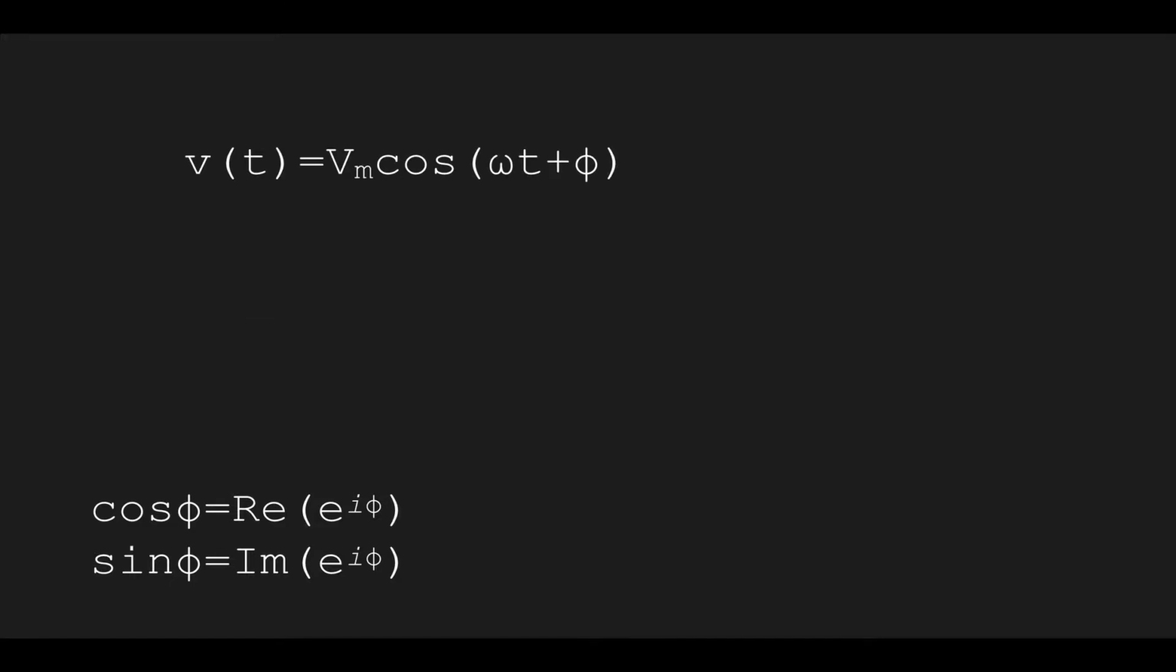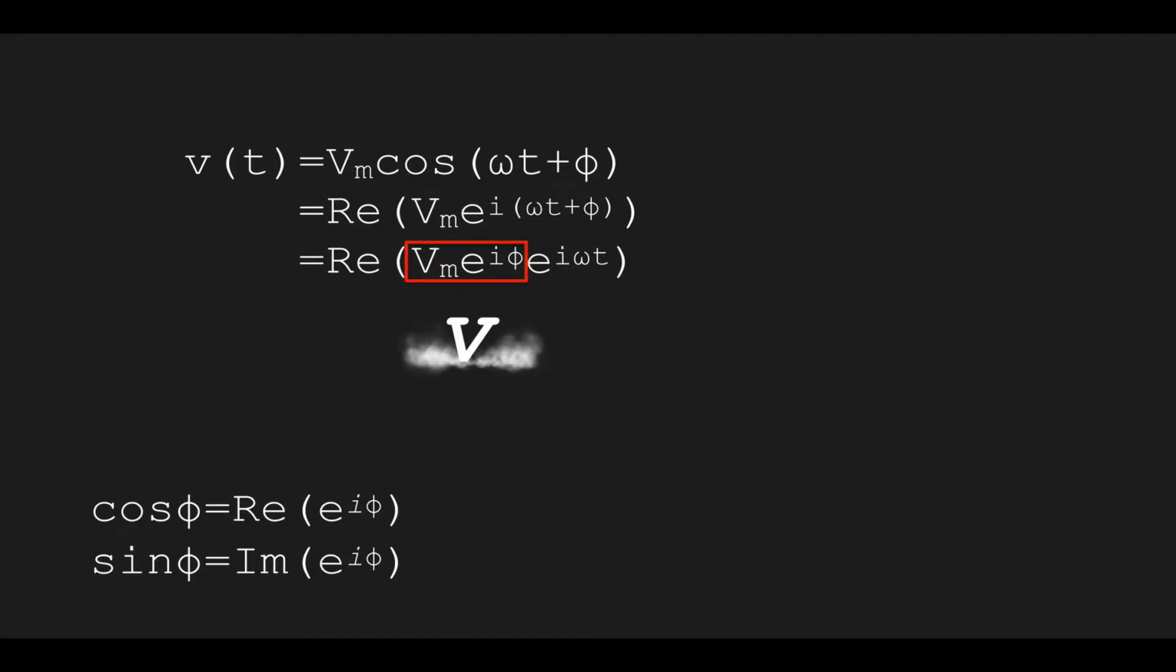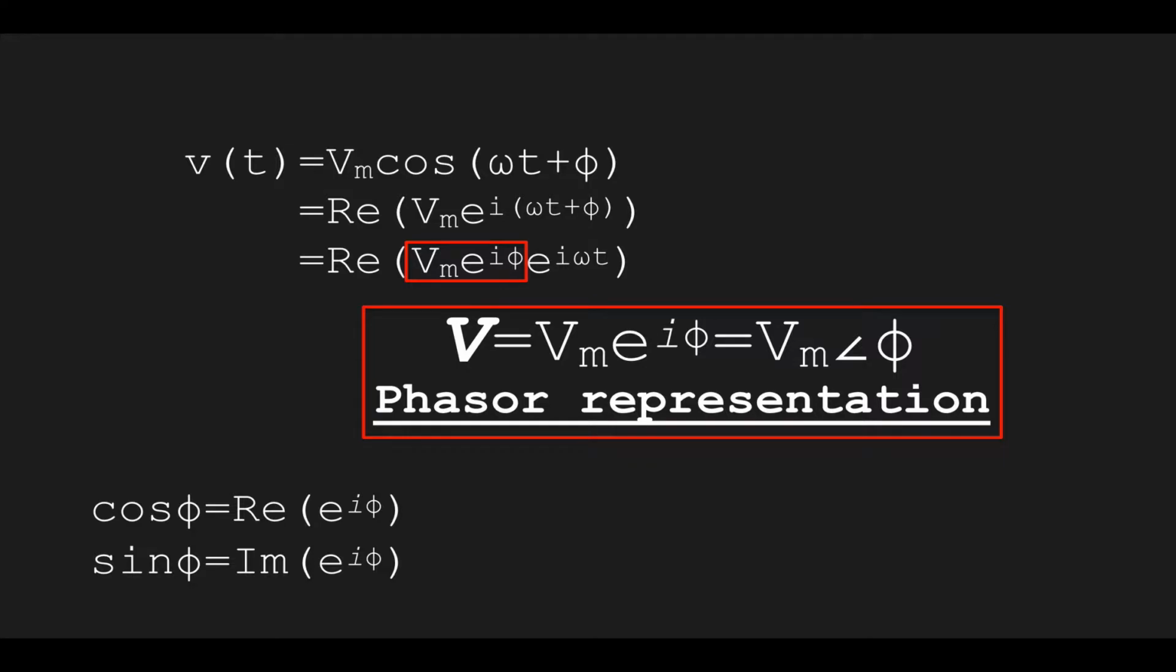So now our sinusoid V(t) equals Vm cosine of omega t plus phi, which equals the real part of Vm e to the power of i times omega t plus phi. Manipulate the Greek symbols. Now we use a single V to represent this whole chunk. So this V will be Vm e to the power of i phi, or even shorter, Vm angle phi. This V is finally the phasor representation we were looking for, a complex representation of the amplitude and phase of a sinusoid.